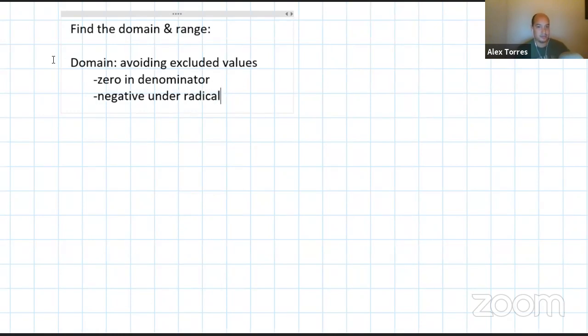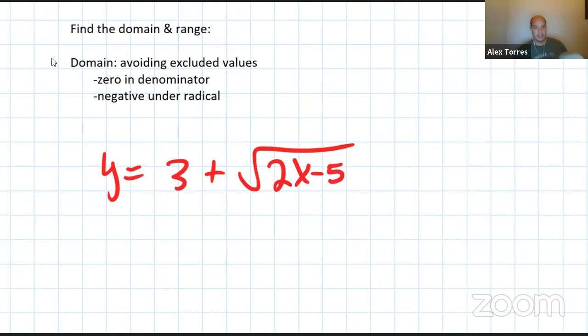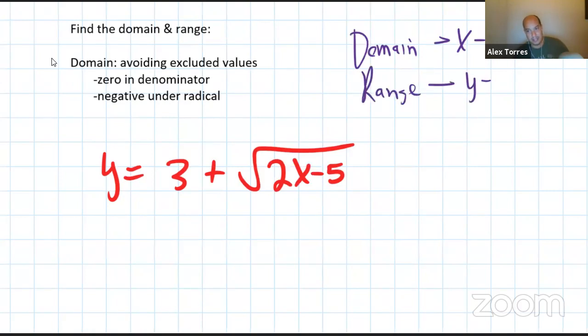So if you're being asked for the domain of an expression, for instance, y equals 3 plus square root of 2x minus 5, and the question says find the domain. In other words, well, first of all, what is domain? Domain is all your possible x values, and the range is your possible y values. But the way it works is you find the possible x values and you plug those in to find the y values that go along with that. You don't necessarily do this process twice.